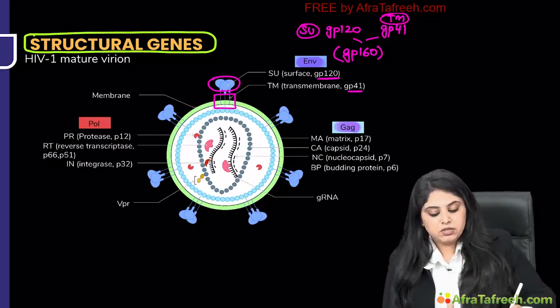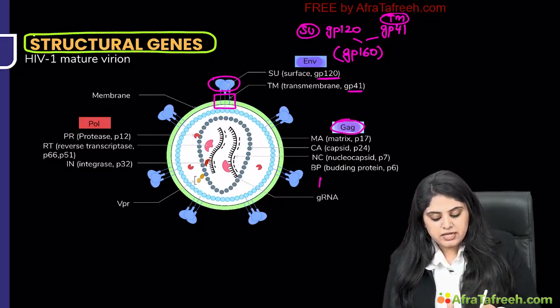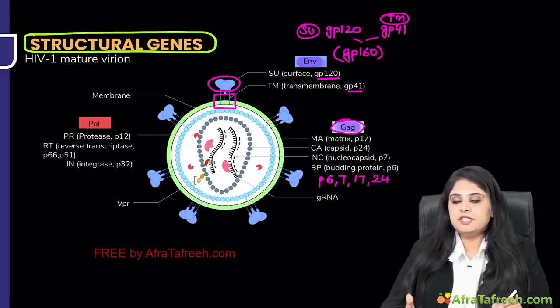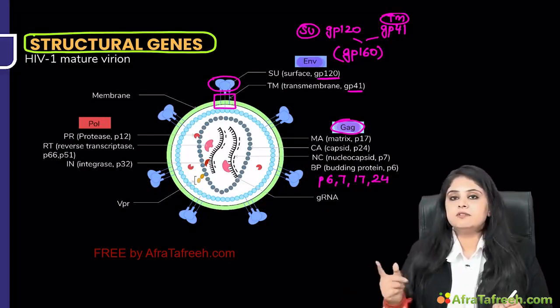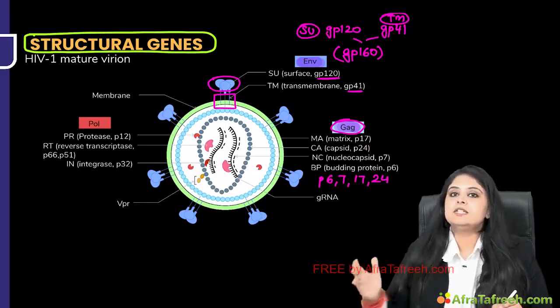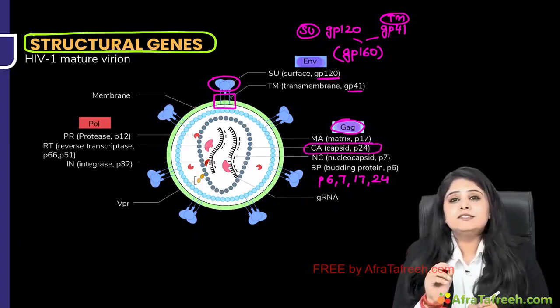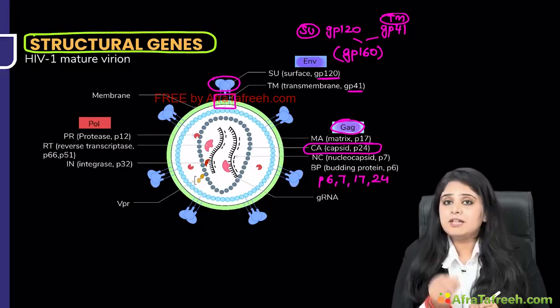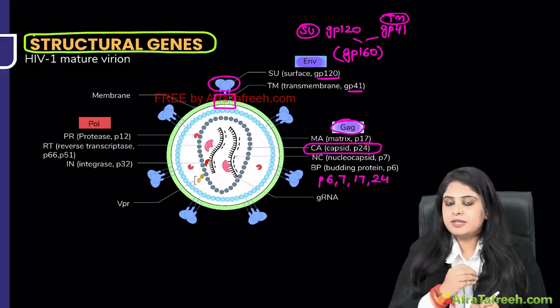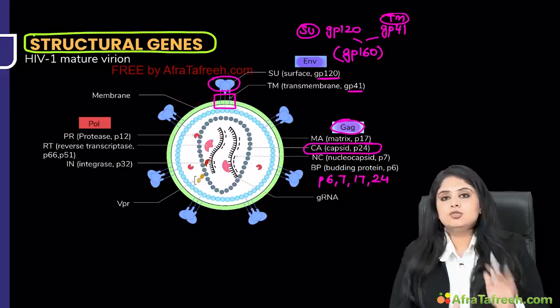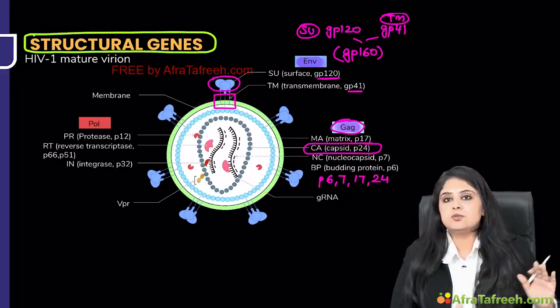Now when we talk about the GAG gene, I will write P6, P7, then 17, then 24. How do you learn it? 6, 7, 17, 24. Repeat with me. 6, 7, 17 and 24, out of which P24 testing is very, very important. Whenever you get questions on needle stick injury, what testing will you do? We will do P24 testing. That is what I'll come to in a while. These all come under GAG. You don't have to learn which one is present where. You just need to know P6, 7, 17 and 24.